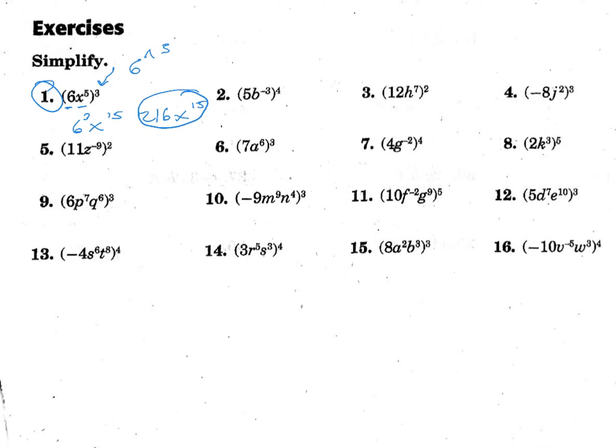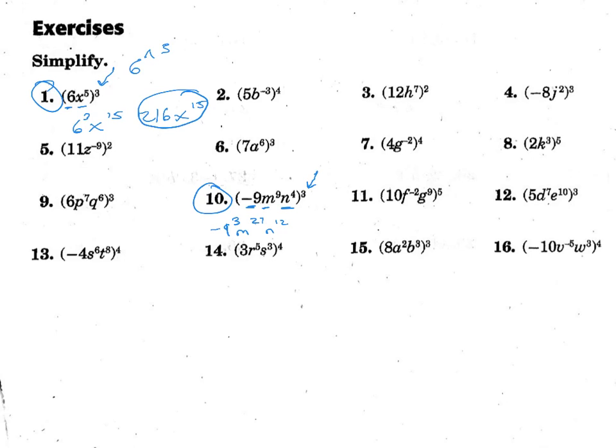Let's do another one. Let's do one that's got a bunch of pieces in the parentheses. Let's do number 10. Here we go. This one has 3 different things in the parentheses. We're going to take all of those things to the third power. So negative 9 to the third power, which we'll fix in a second. M to the 9th to the third power. So we multiply the powers, right? So m to the 27th power. And then n to the 4th to the third power. So 4 times 3 is 12, so n to the 12th power.